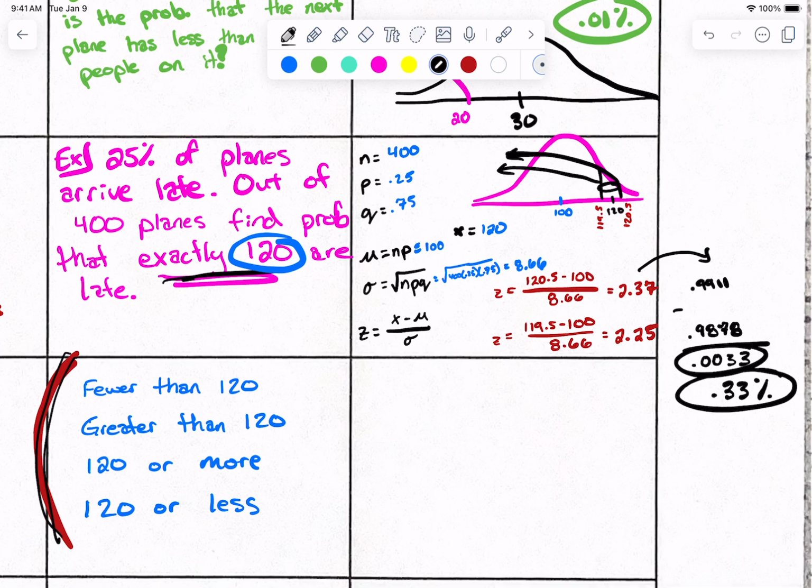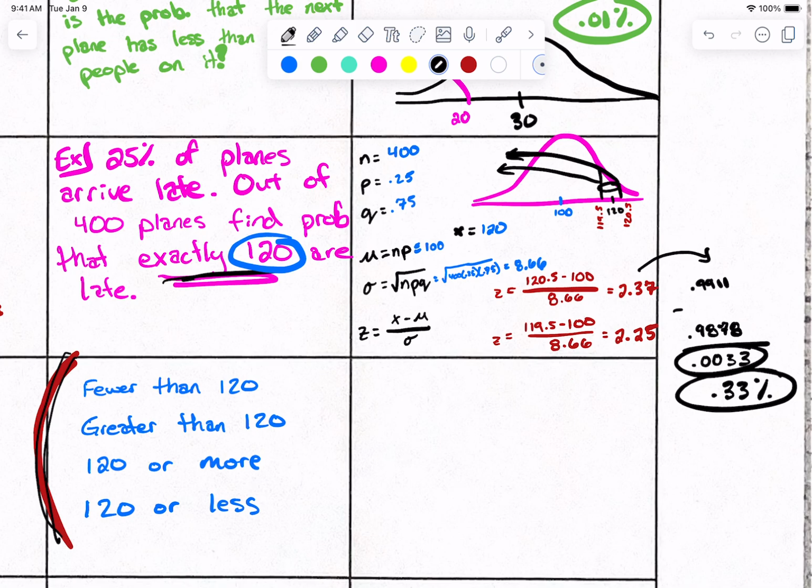Probability that exactly 120. Yes, there is a less than 1% chance, like a 0.33% chance that exactly 120 planes are late, right? As opposed to like 121 planes that are late, 122 planes that are late, right? Exactly 120 planes late has a less than 1% chance of happening. Got it? Okay.